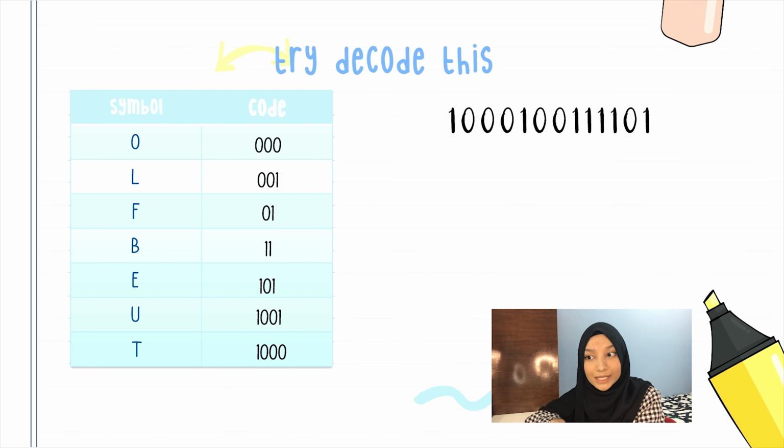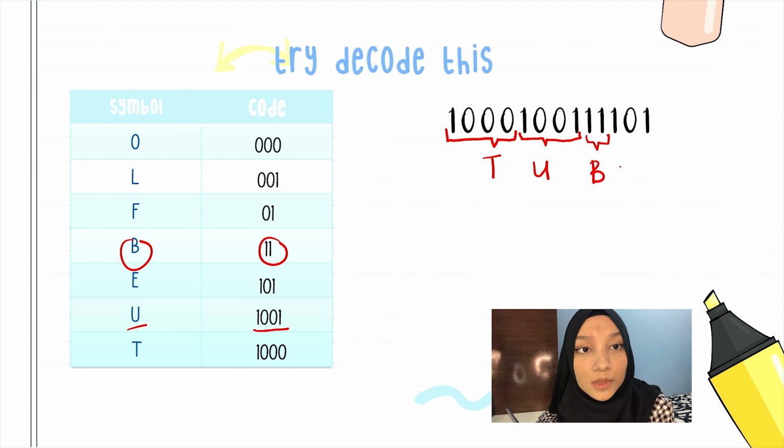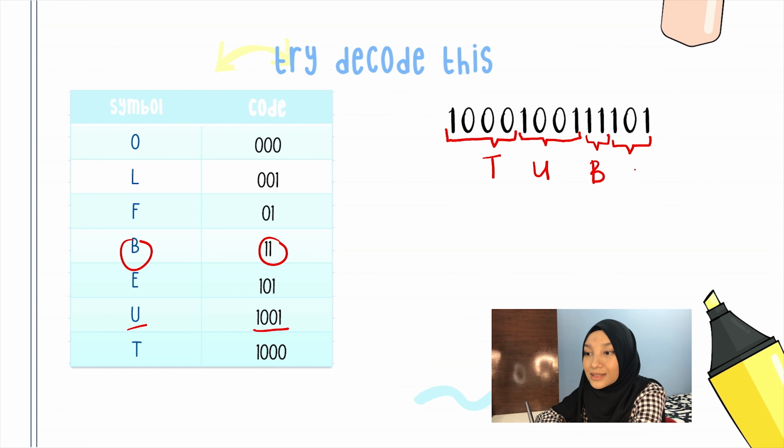Now let's try to decode this binary number. So the first symbol is 1, 0, 0, 0. If you refer to the table, 1, 0, 0, 0 is equal to T. And the next binary code is 1, 0, 0, 1, which is equal to U. Next is 1, 1, which is equal to B. And the last letter, 1, 0, 1, is equal to E.